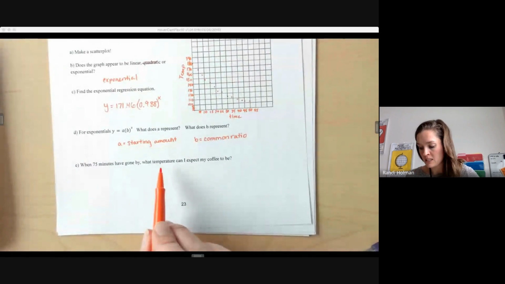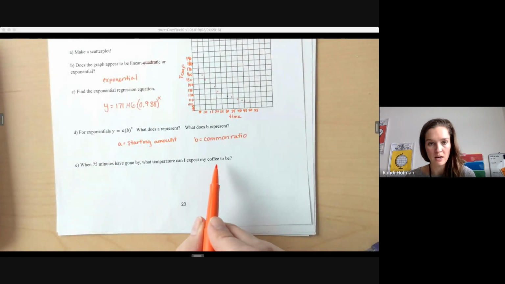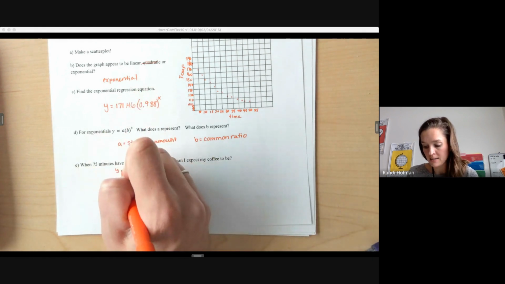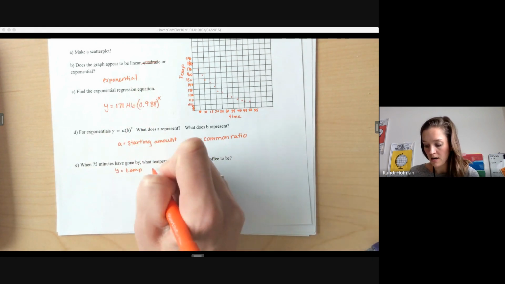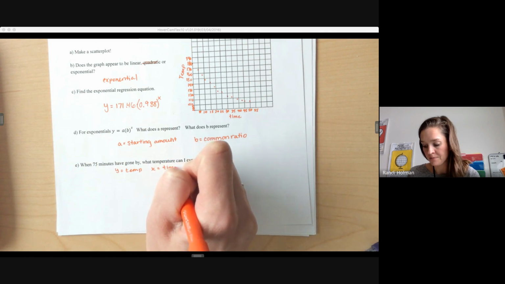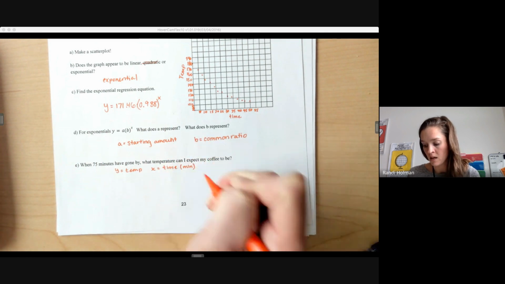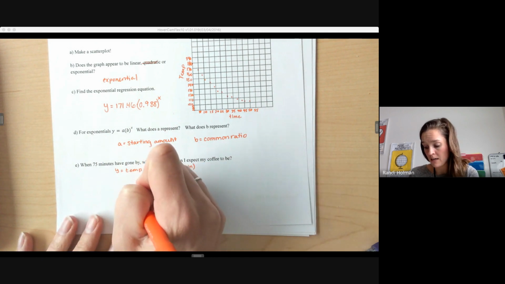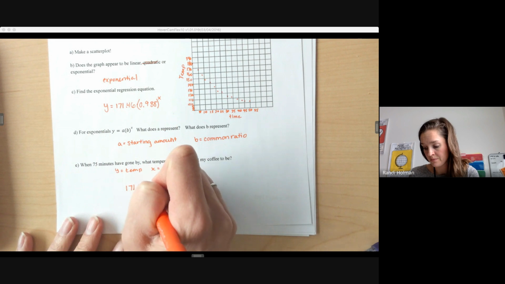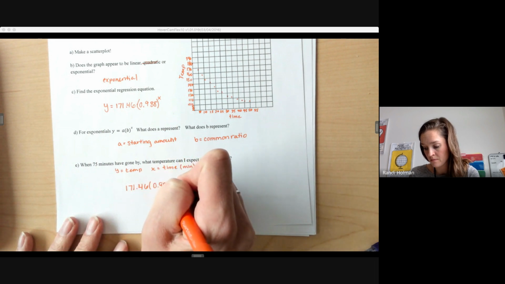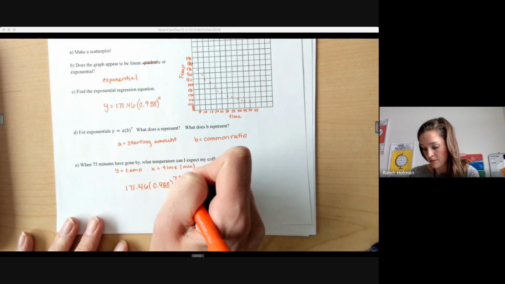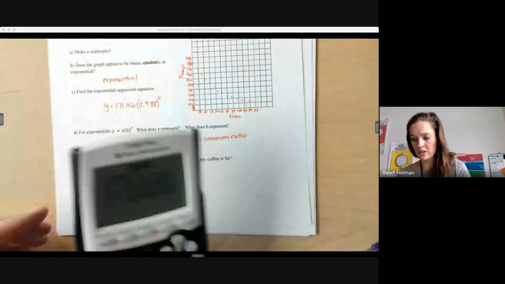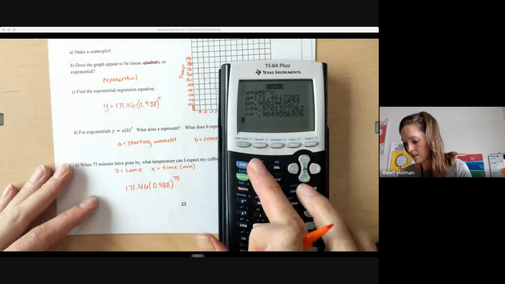So when 75 minutes have gone by, what temperature can I expect my coffee to be? So look back to our equation here. Think y is the temp and x is the time in minutes. So if I want to know when 75 minutes go by, I can just plug in 75 for X there, and then kind of look back at your table. We should get something less than 100 degrees.